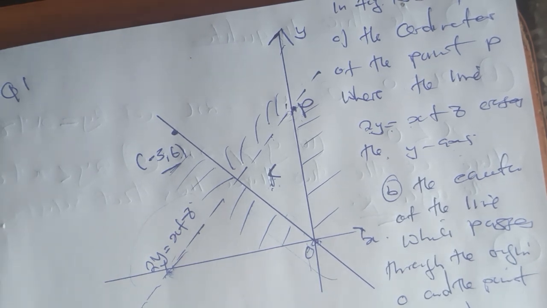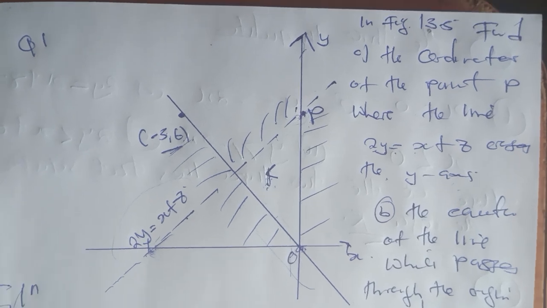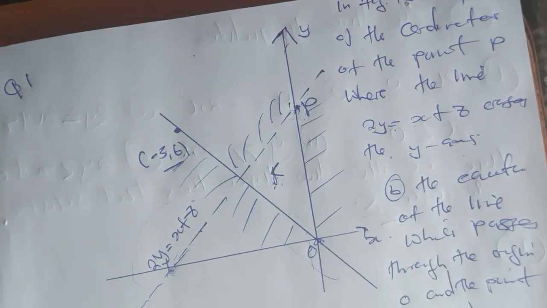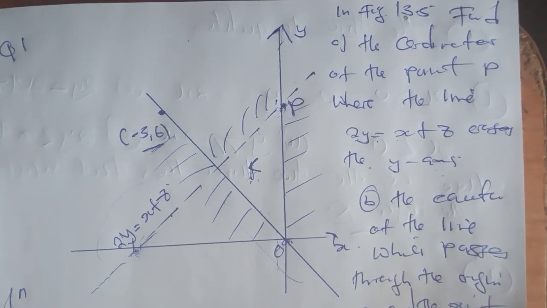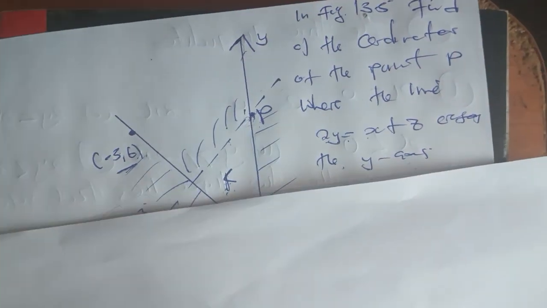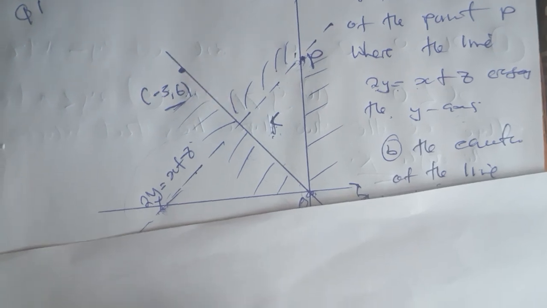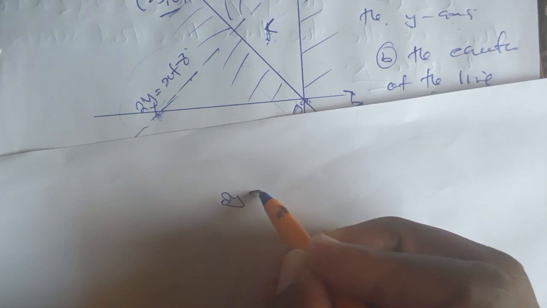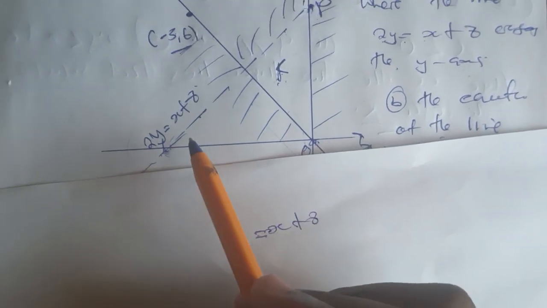So now, how do we work out questions under linear programming? We have the first question. We want to find out the point P, but you have been given the equation. The equation we have there is 2y equals x plus 8. So this is the equation which has been given, which you're able to see.